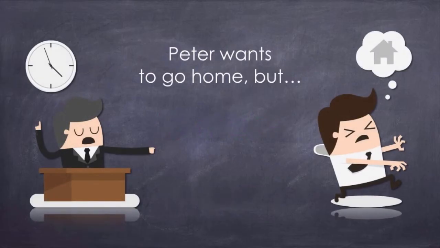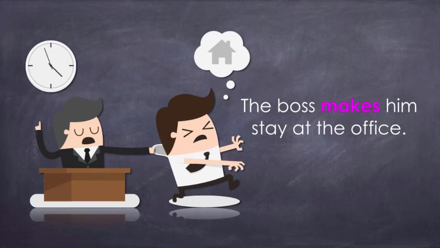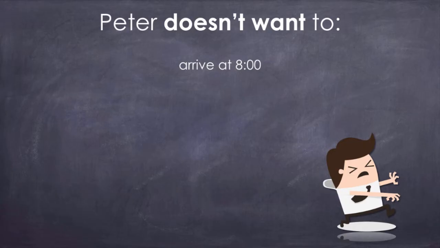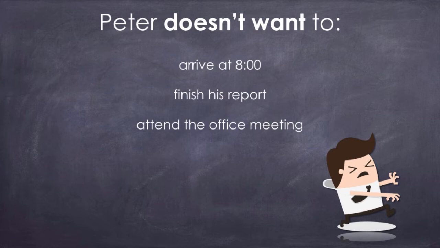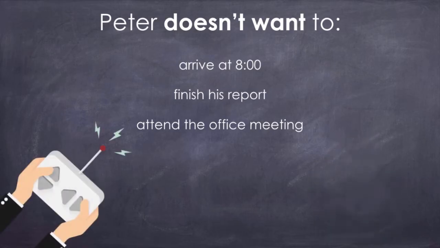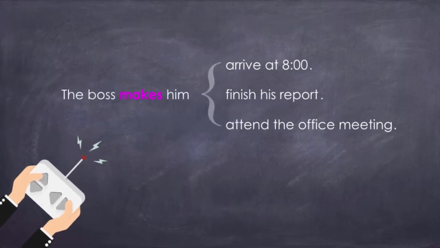Peter wants to go home, but the boss makes him stay at the office. The boss pressures him or forces him to stay at the office. Peter doesn't want to arrive at 8 o'clock, to finish his report, or to attend the office meeting. But the boss says he must. We can express this by saying the boss makes him do these things.